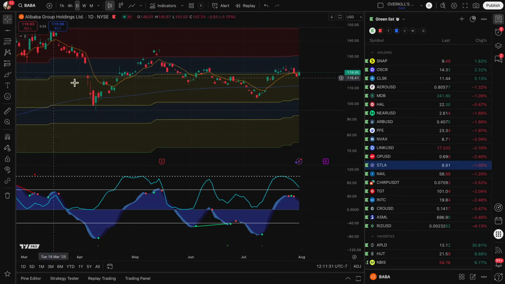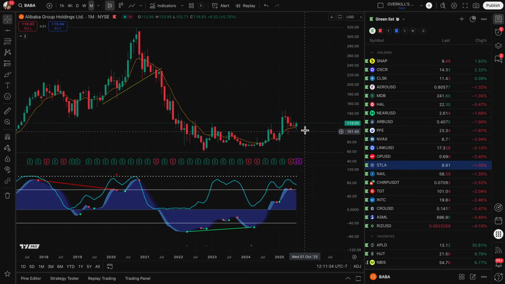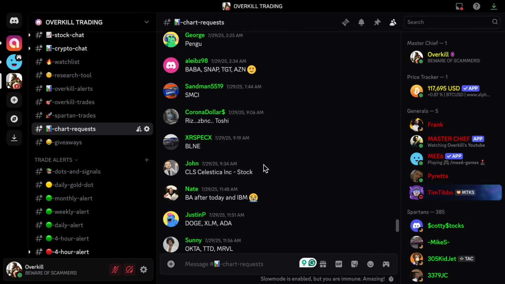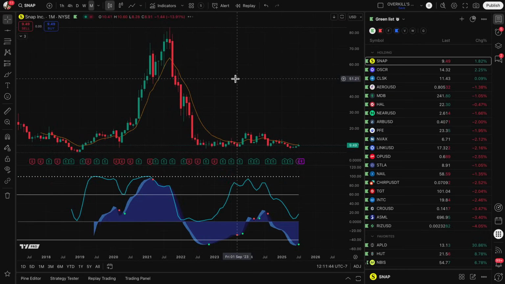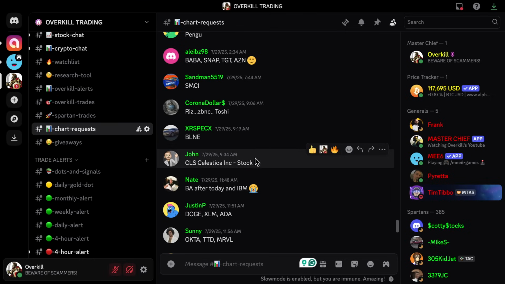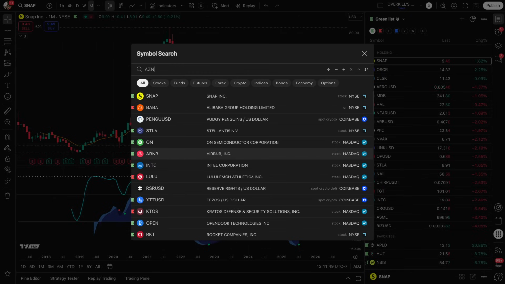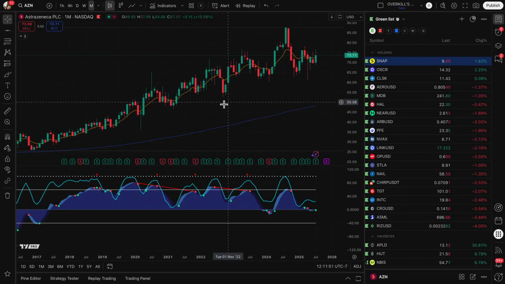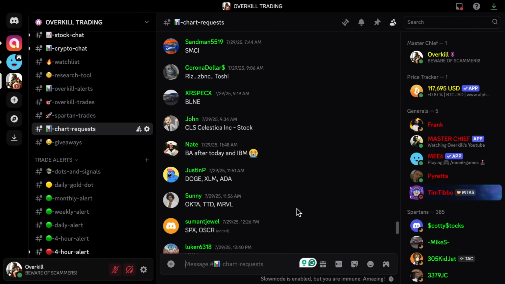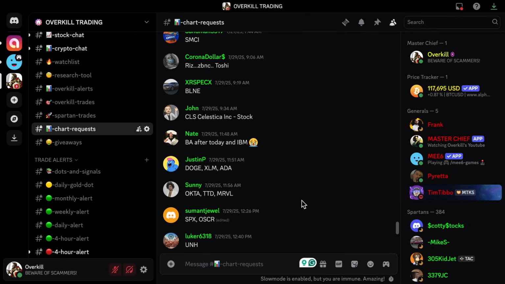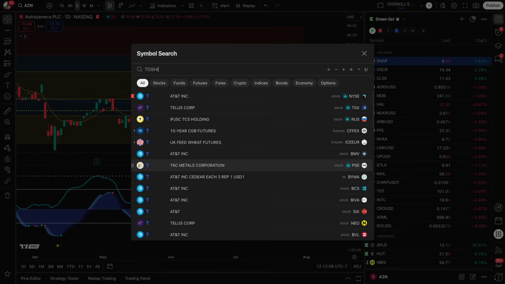Alibaba's trying to find a bottom here. There's no green monthly yet, but it looks like it wants to bounce there off of 100. 100 looks like very strong support there. We got Snapchat. Snapchat we already covered. Still looks really good. Target we covered. AZN. This is AstraZeneca. Green on the monthly. Here's another healthcare name. Just looking for the daily now. I think this is a good place to add some if you want to go long. Target would be 84 to 88. SMCI we covered. RIVN we covered. ZBCN we covered. Toshi.